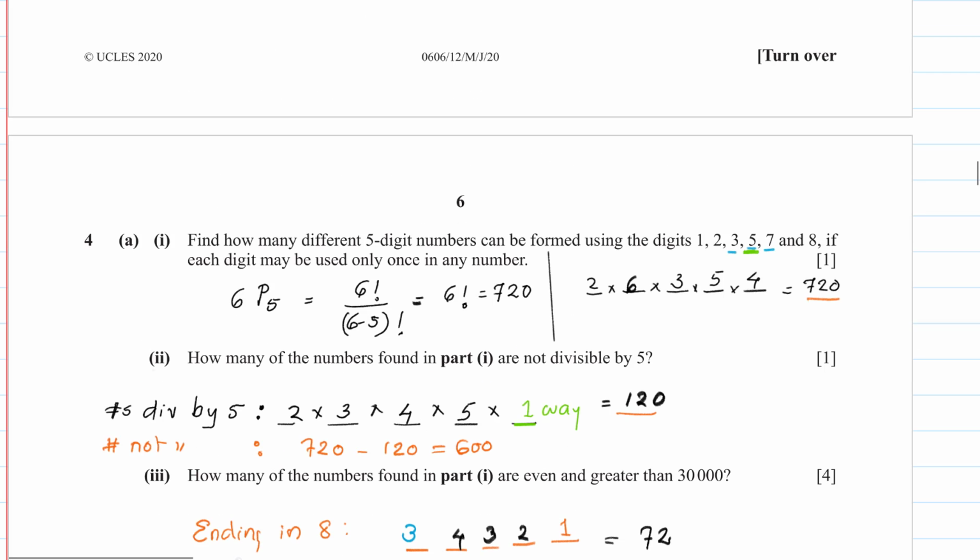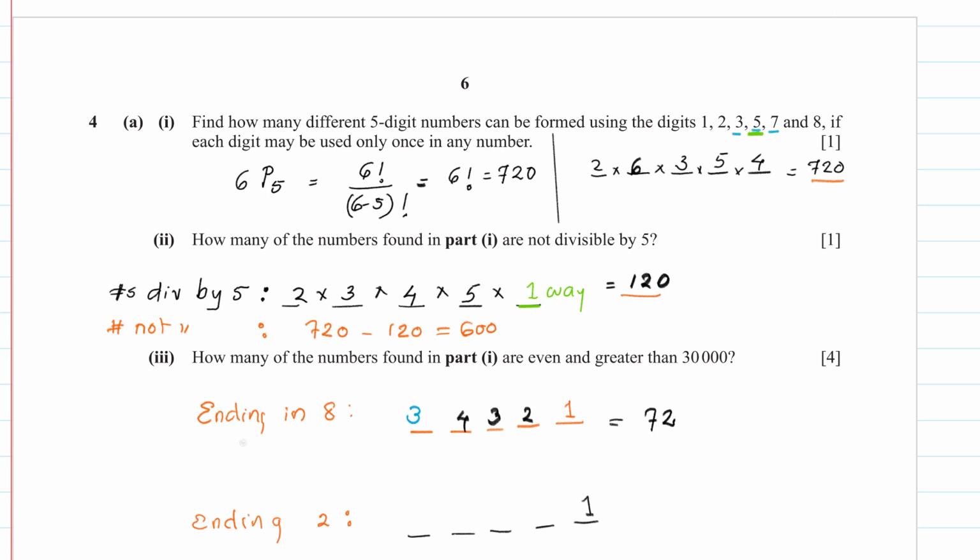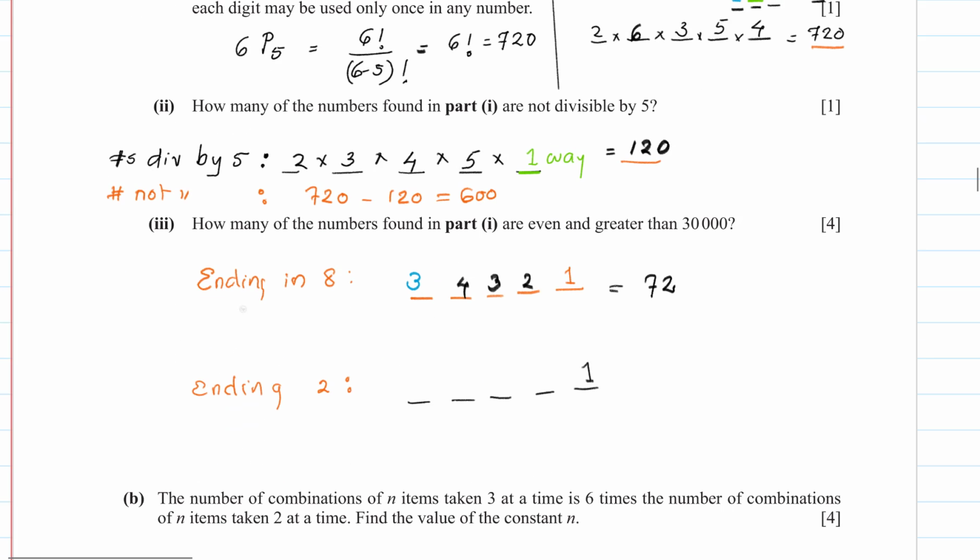However, now when we check how many ways we can fill the first position such that the number is going to be greater than 30,000, either 3 can be there, or 5, or 7, or 8. There are 4 choices here for the first digit. Now we can use 8 also.